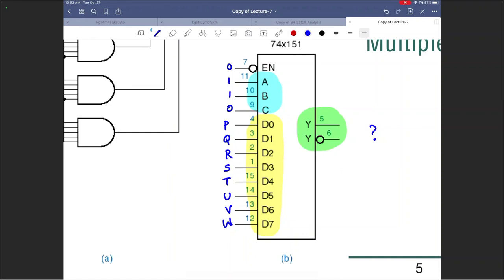R and R complement. Okay. Let us try to verify. It is enabled, so I don't need to worry about that anymore. I know that A, B, C are select lines. So A is least significant. Yes, A is least significant. So I'm going to need to write this as 0, 1, 1, right? So 0, 1, 1 is actually 3. So it should be D3. So that should be S, and this should be S complement. That's right.